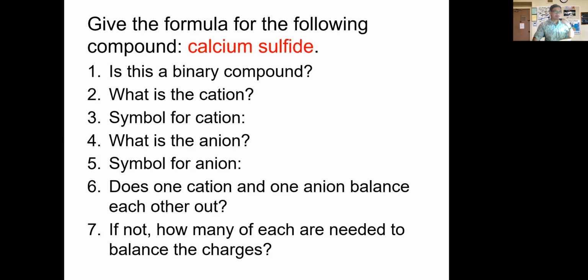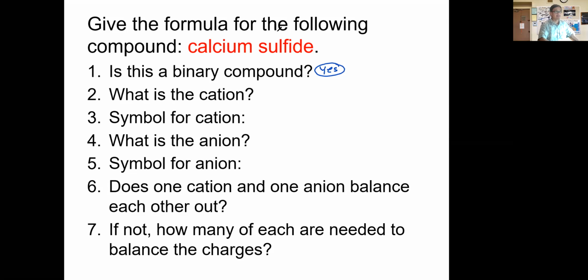Is it a binary compound? I think you should recognize that it is. Calcium is one element, sulfide, sulfur, is the other element. So we have a binary compound. The answer there is yes. Okay. So with that said, is this binary compound ionic? We need to answer that question in order to answer questions 2, 3, 4, and 5. I'm sorry, actually through the rest of it, 2 through 6. We need to be able to identify that this is an ionic compound.